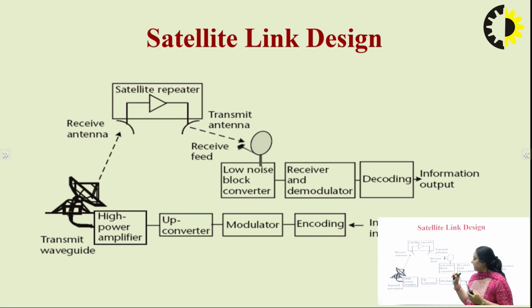So on the receiver side, you first have a low noise block converter. First of all, when you have received the data, you must suppress the noise. After that, you have to demodulate the data because you have already sent the modulated data. Demodulate the data, extract the message signal and then decode it, because only after decoding will you get the information which you have sent from the ground earth station. So this information output must be the same as the information input. So these are all the electronics parts which are involved in transmission or reception of your data.